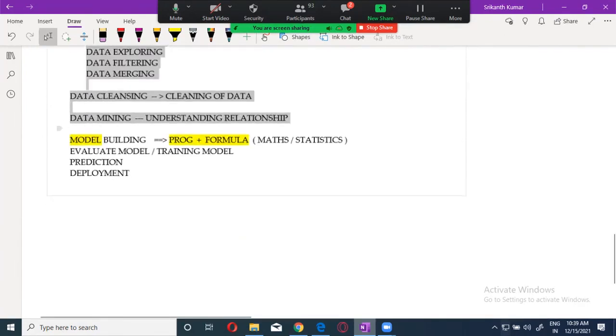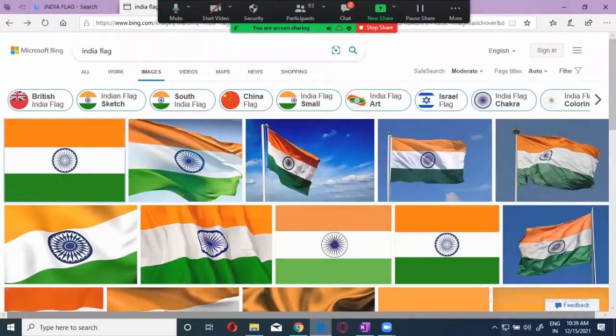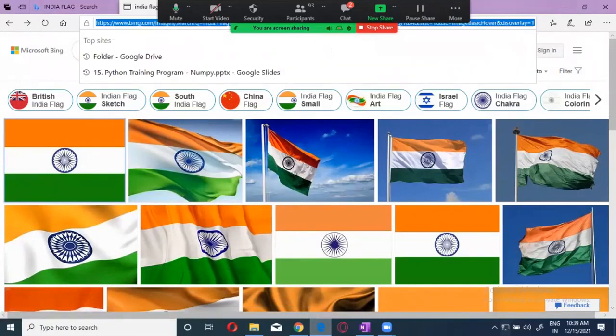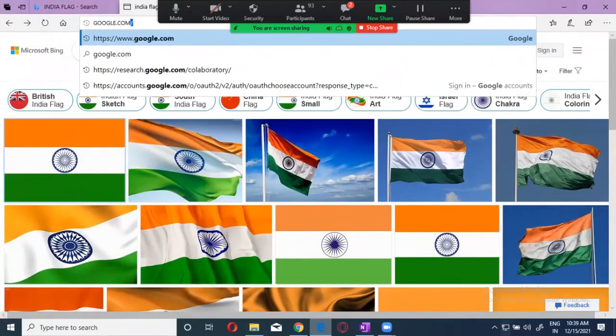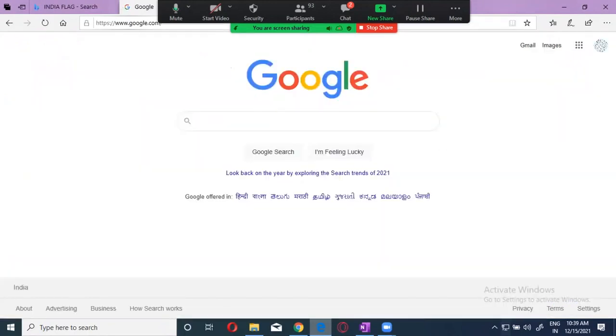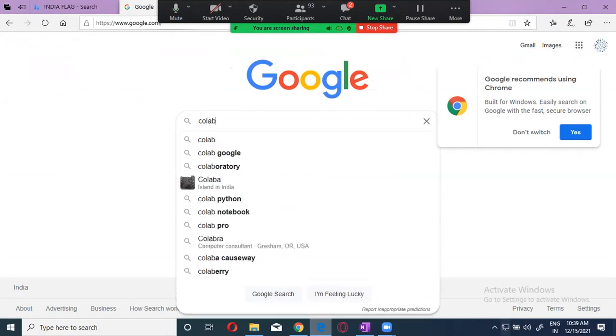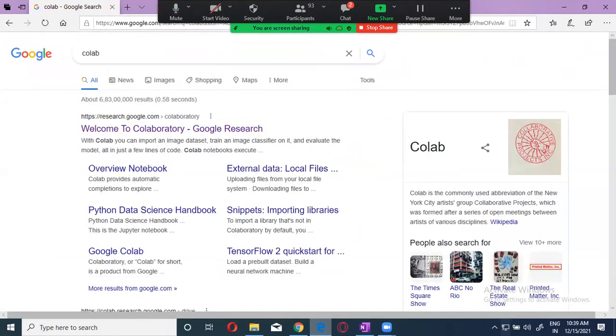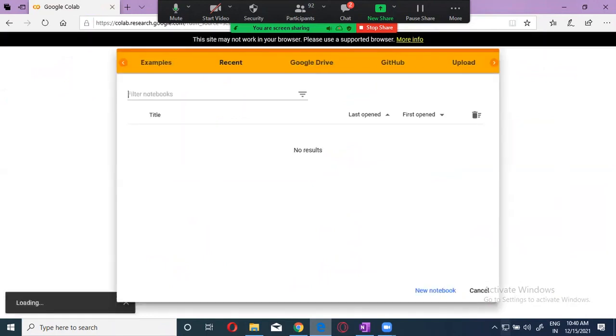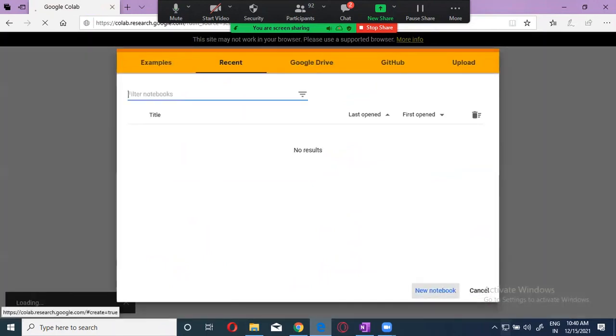Now, this model building is a very, very simple process, guys. If you don't believe it, I will create a model right away in front of you. I'm using Google Colab. Colab is an online version of the Jupyter Notebook, developed by Google. We are going to see this in detail later in the process. Now it will open a small online editor, guys. This is a completely online editor.